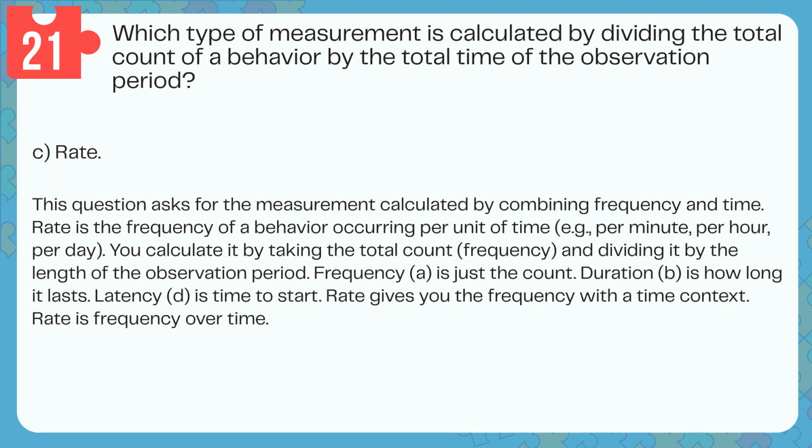Answer: C, rate. This question asks for the measurement calculated by combining frequency and time. Rate is the frequency of a behavior occurring per unit of time, for example per minute, per hour, per day. You calculate it by taking the total count, frequency, and dividing it by the length of the observation period. Frequency, A, is just the count. Duration, B, is how long it lasts. Latency, D, is time to start. Rate gives you the frequency with a time context. Rate is frequency over time.